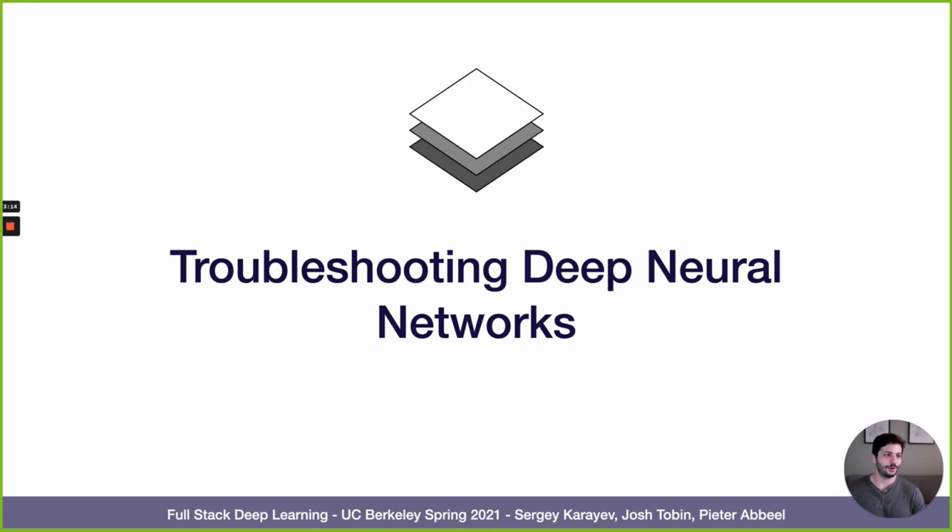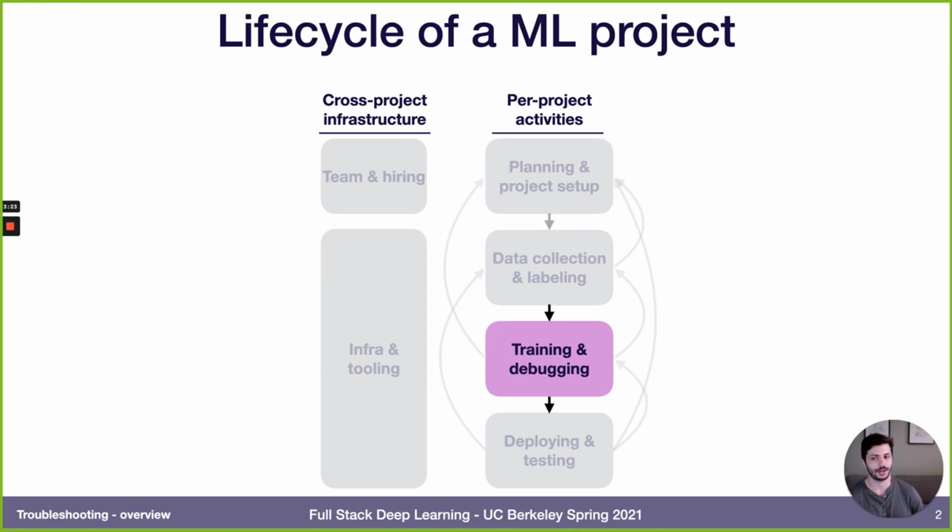Okay, welcome back. So this week we're going to talk about troubleshooting deep neural networks. And just to place you for a second in where we are in the life cycle of a machine learning project, so where we are in the course. We talked a couple of weeks ago about planning and project setup. We also talked about infrastructure and tooling last week. We haven't talked about data collection and labeling yet, but we will talk about that soon.